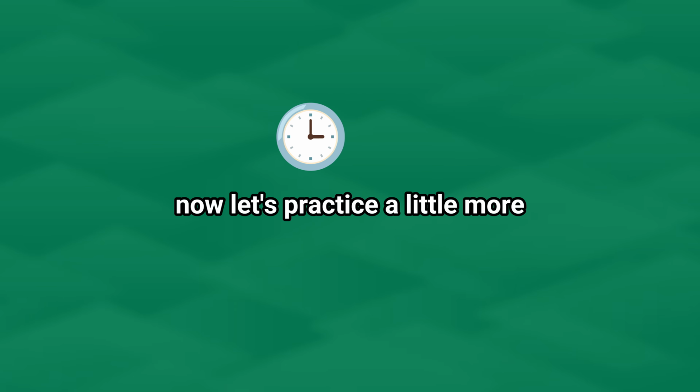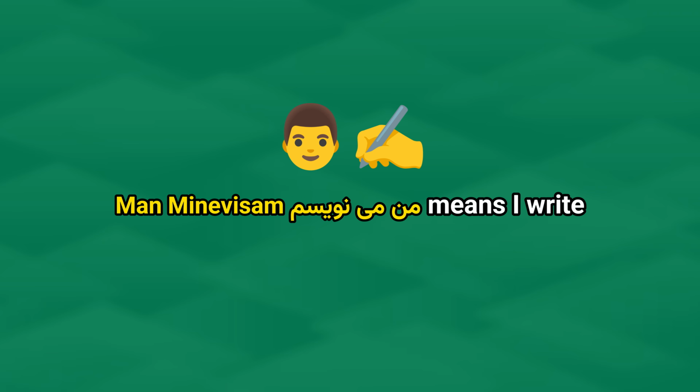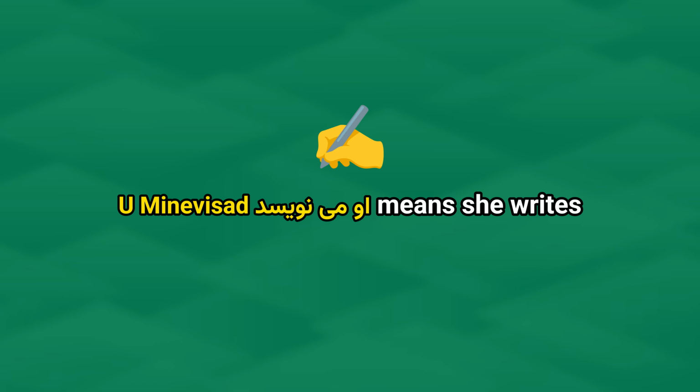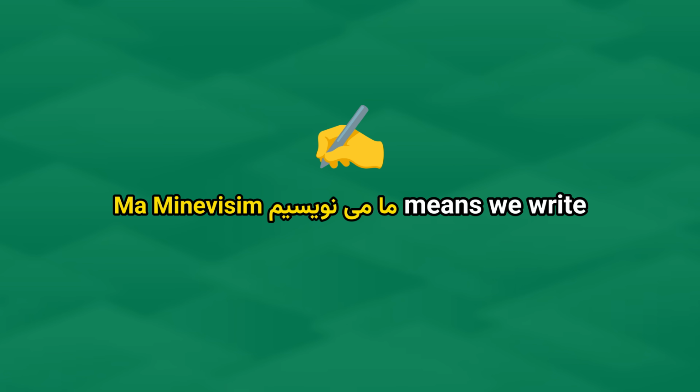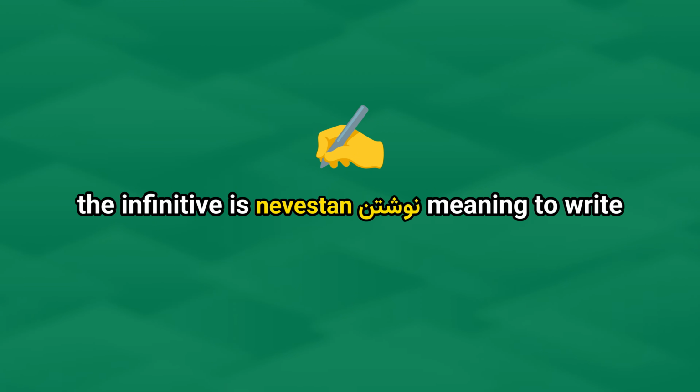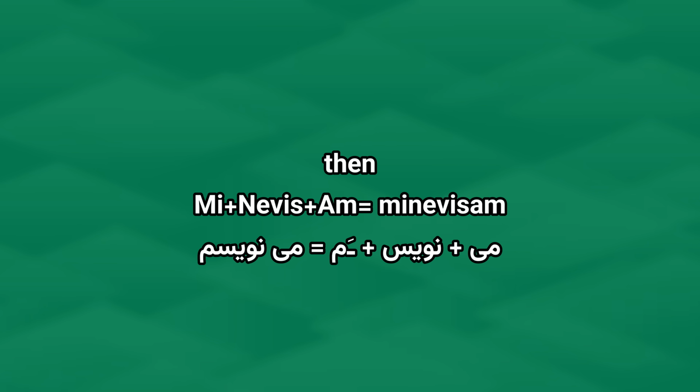Now, let's practice a little more. من مینویسم means I write. او مینویسد means she writes. ما مینویسیم means we write. The infinitive is neveshtan, meaning to write, and the root becomes nevis. Then mi plus nevis plus am equals minevisam.